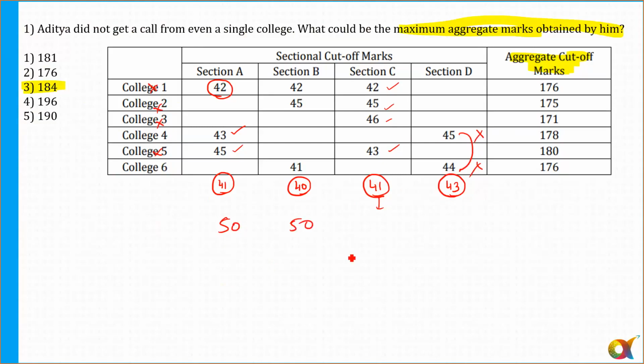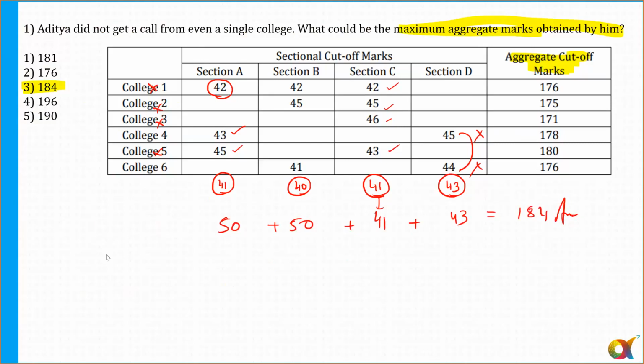In section D, if I score 43, the remaining 2 colleges will be rejected, and I'll not be able to get a call from even a single college here. So what is the maximum aggregate? That is 50 plus 50 plus 41 plus 43, which is equal to 184. And this is the answer. Now tell me if there are any doubts to anyone, one by one.